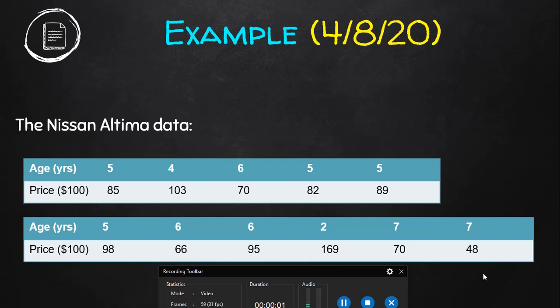Today we'll finish up section 10.2 and we're going to start today with our Nissan Altima data. You should have this in from previous examples from this section. If not, feel free to pause the video for a minute until you get the information plugged back in.